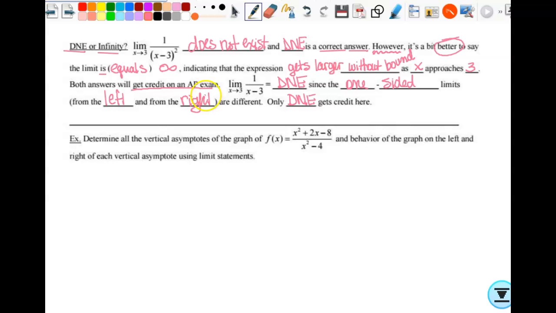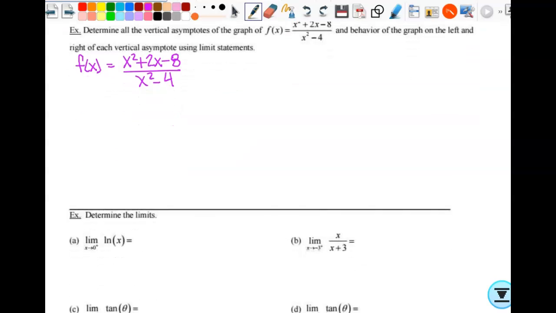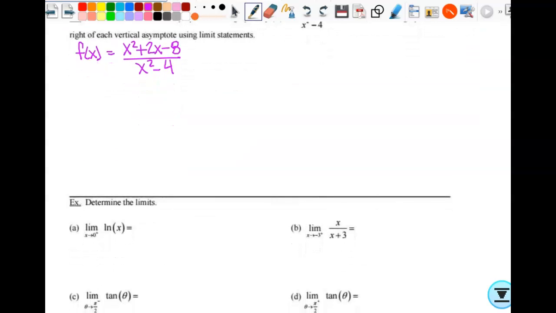All right, so now we're going to determine all the vertical asymptotes of this graph and behavior of the graph on the left and right of each vertical asymptote using limit statements. Okay, so I have f of x is equal to x squared plus 2x minus 8, I'm just rewriting it, over x squared minus 4. Okay, so I need to determine the vertical asymptotes. How do I figure out vertical asymptotes? They are the zeros of the denominator when what? The top is a regular old number, right? So what do you think I need to do here?